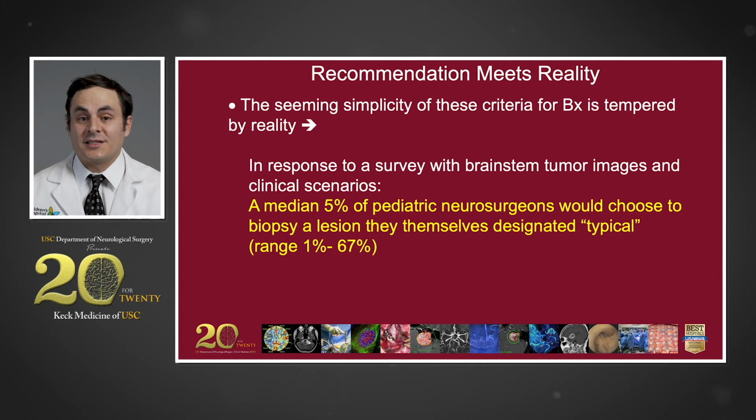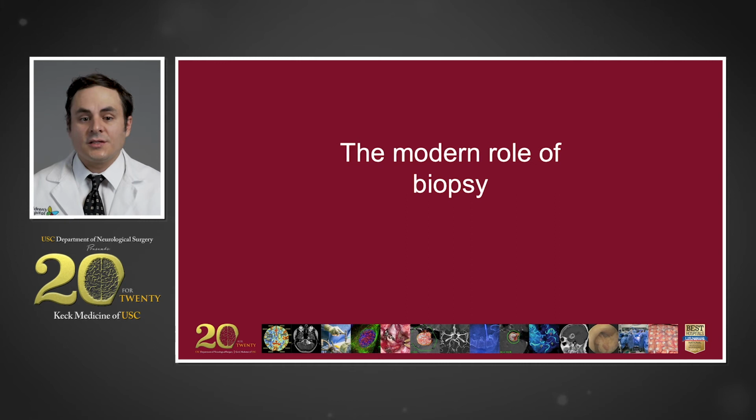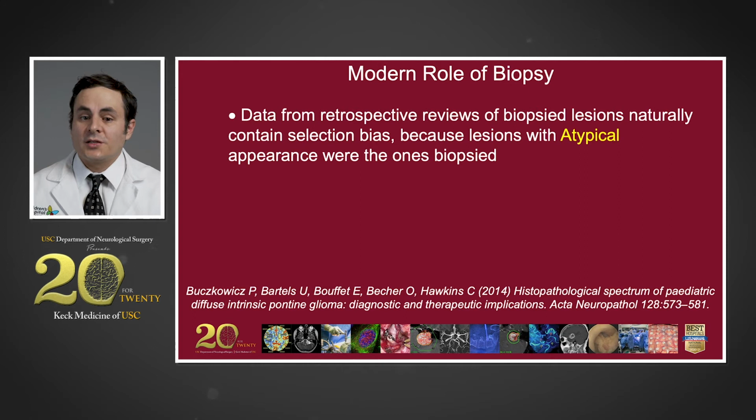And furthermore, a median 18%, with a range of 4 to 100%, would avoid biopsy of a lesion they themselves called atypical on the survey. Let's discuss a little further then the modern role of biopsy. Data from retrospective reviews of biopsied lesions naturally do contain selection bias, because the lesions historically with atypical features were the ones that were biopsied.